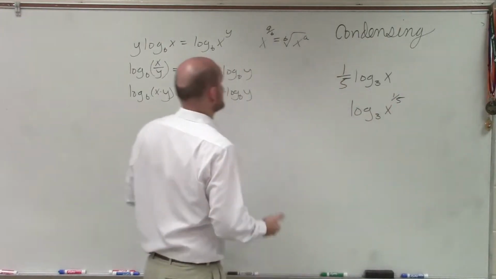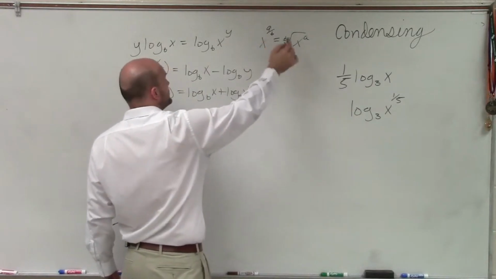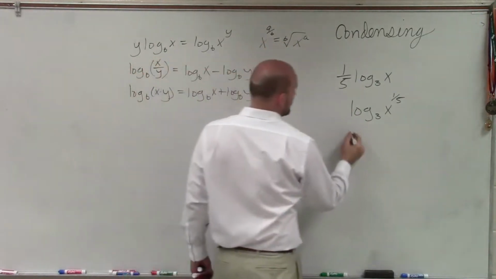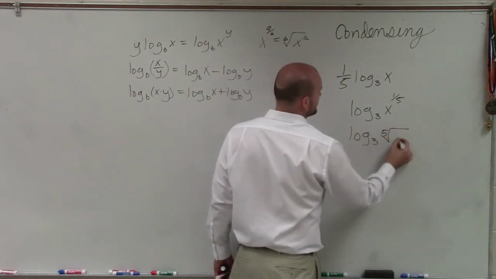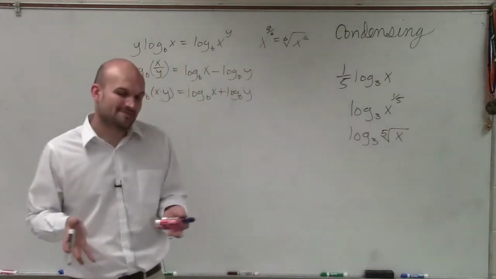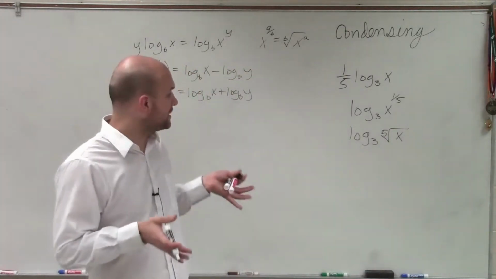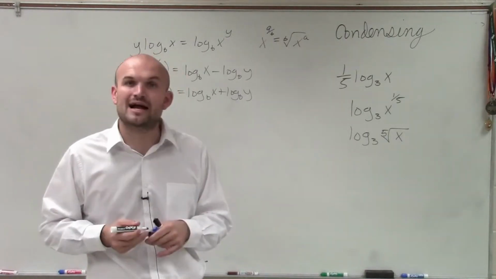Now, the other thing I want you to remember is if I have x to the a over b, that's going to equal the b root of x to the a. Therefore, I can rewrite this, and this is how I'm going to have my students rewrite it, as the 5th root of x to the 1st power, which would just be x. But when I'm writing mine as a single logarithmic quantity, I want to rewrite it back there as a root rather than having the rational exponent.